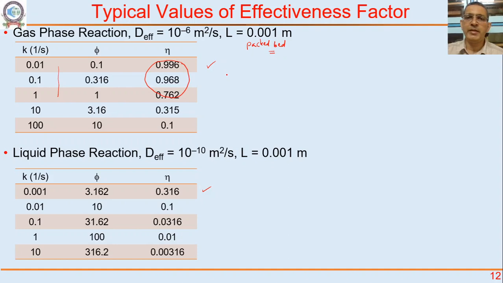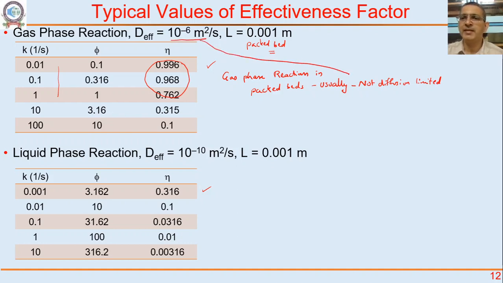So the conclusion is gas phase reactions in packed beds usually, means for moderately fast reactions, are not diffusion limited. Usually, not always, but because this is the effective diffusivity. If effective diffusivity is less, then this conclusion is not valid.